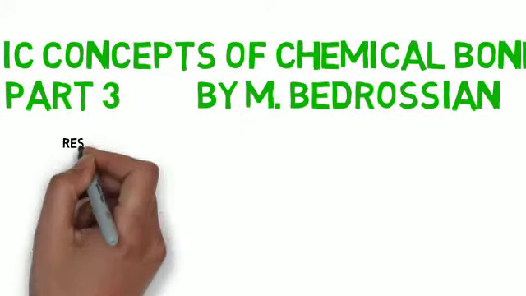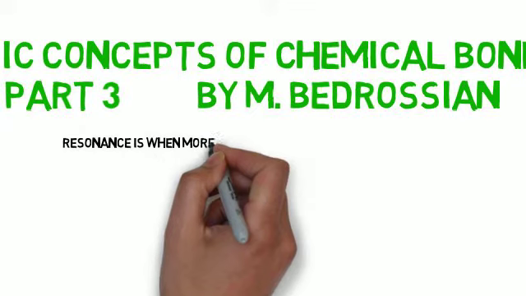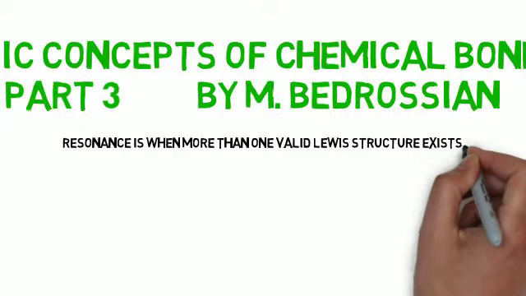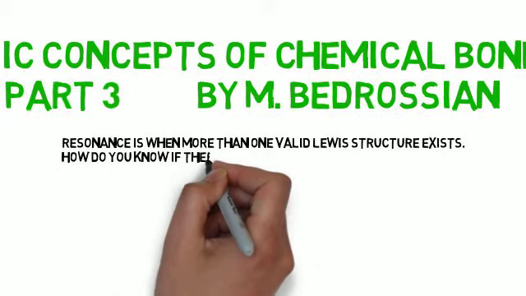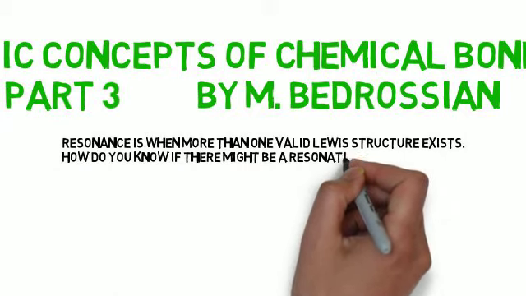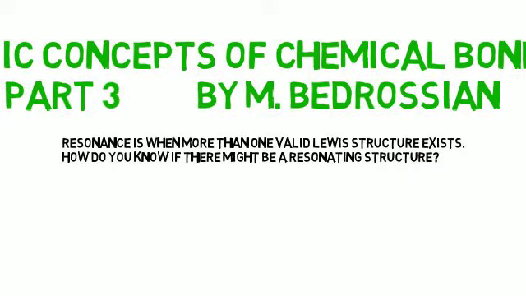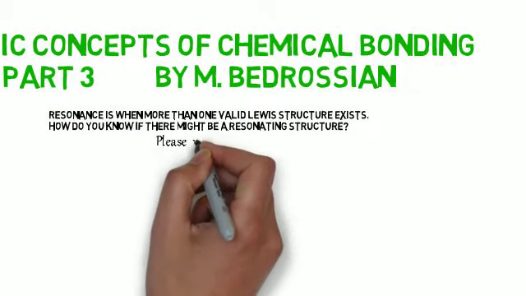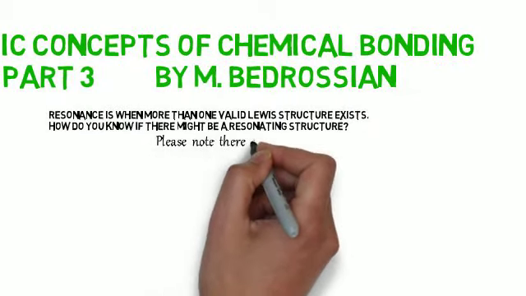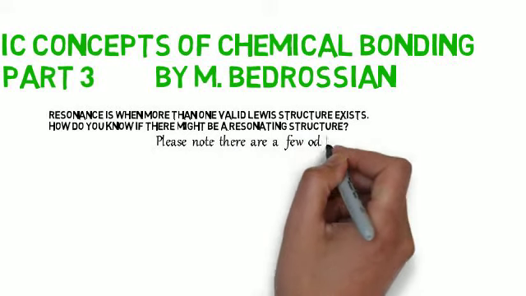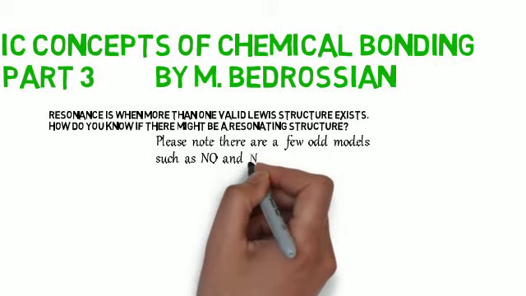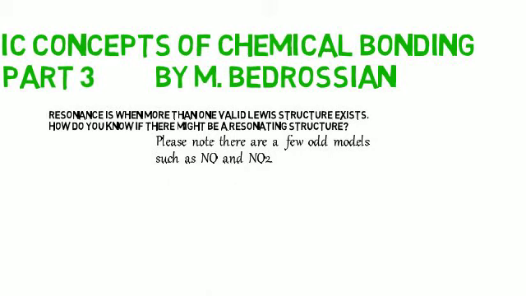All right, we are looking at resonance. Resonance is when more than one valid Lewis structure exists. So how do you know if there might be a resonating structure? We're going to take a look at how you would decide if one exists, even if one is valid. Please note in the textbook there are a few odd models such as NO and NO2 that are exceptions. Take a look at them and learn them, please.